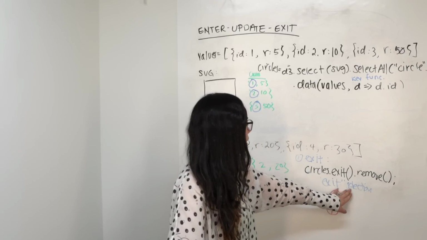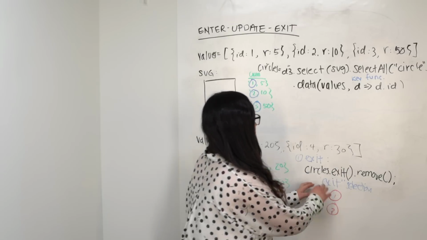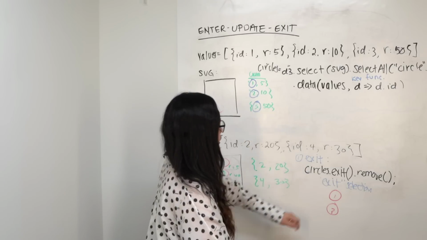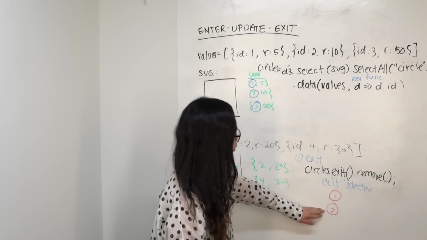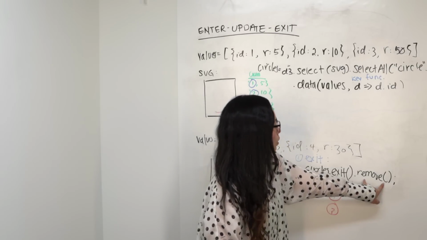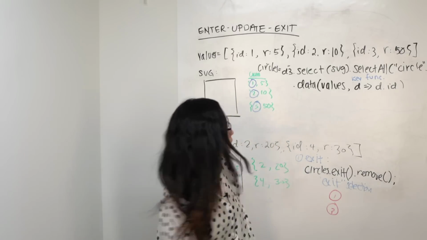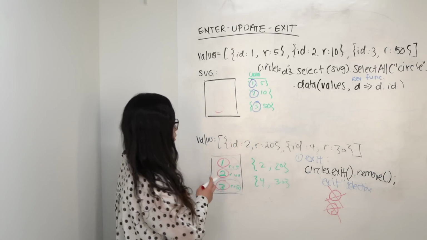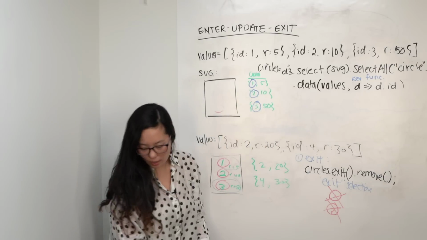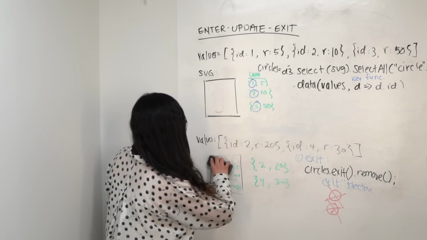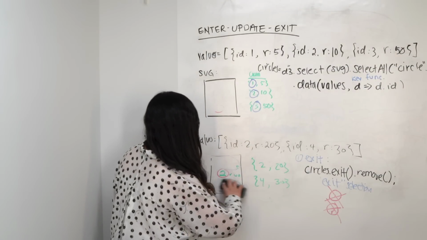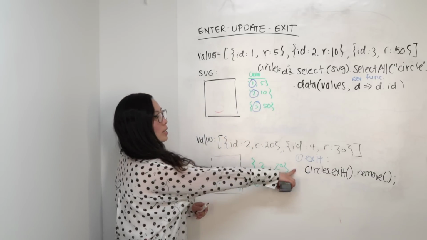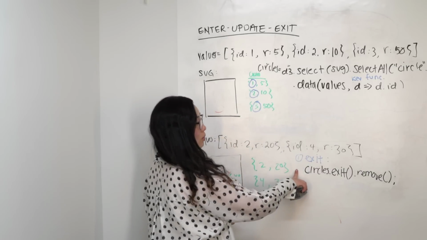So this dot exit is basically telling D3 that I want it to give me the exit selection, which will include these two DOM elements. And in this dot remove, that's the function that actually removes it from the DOM. Once we call this, what's going to happen to our SVG is this gets deleted and this gets deleted. So that's what the state looks like after this code is executed.